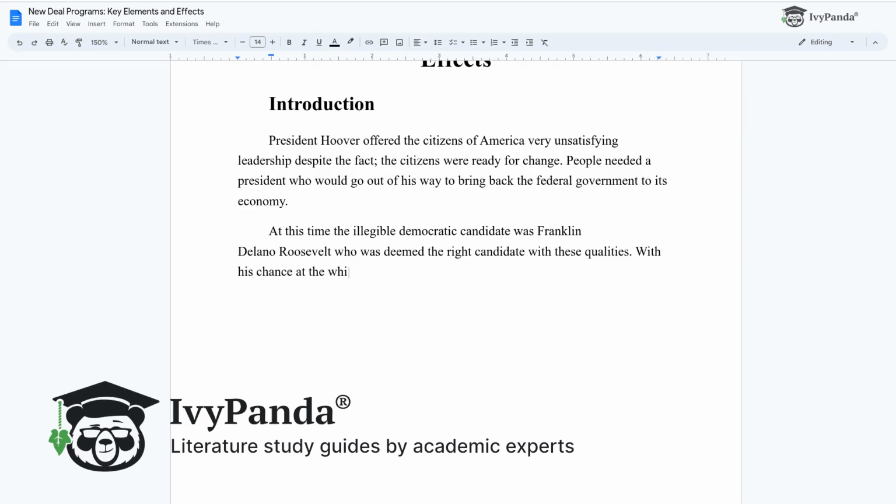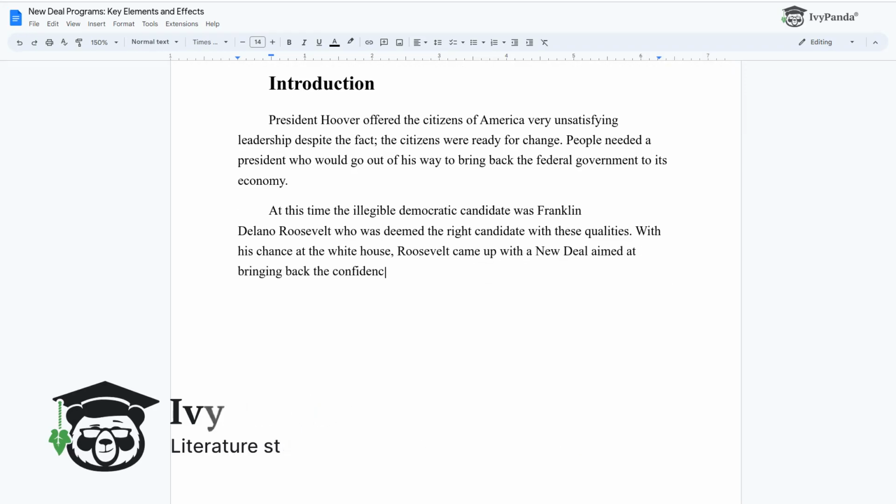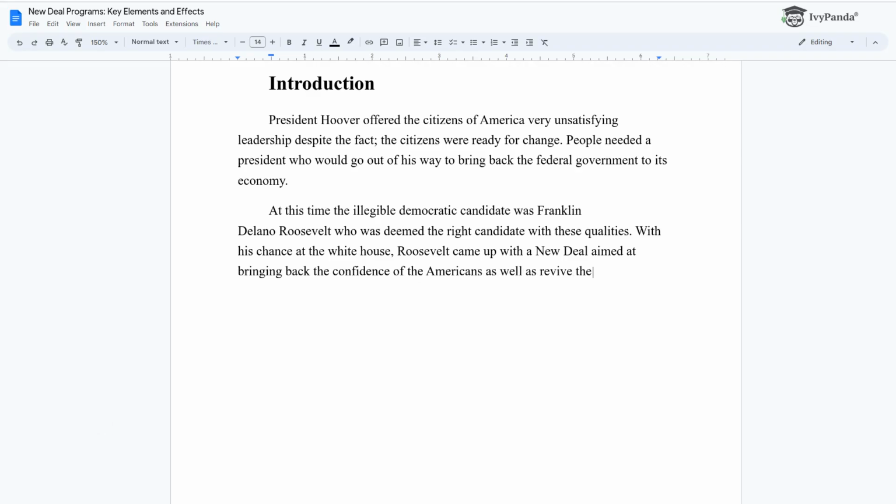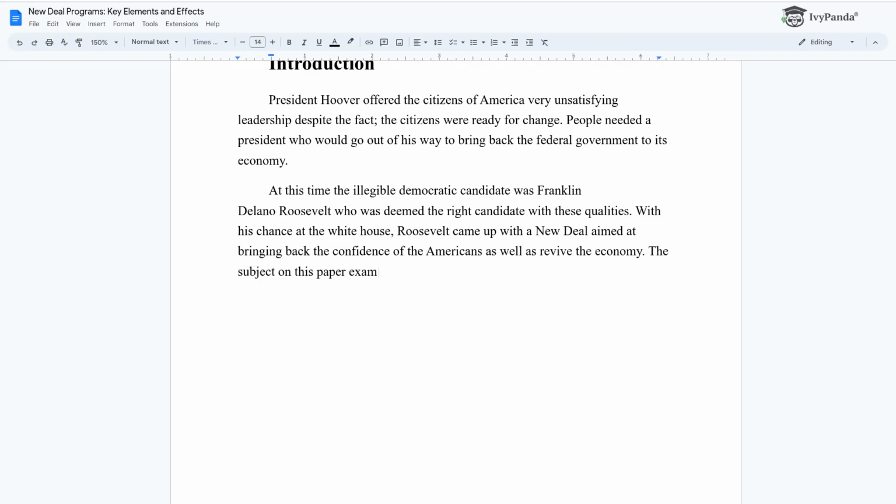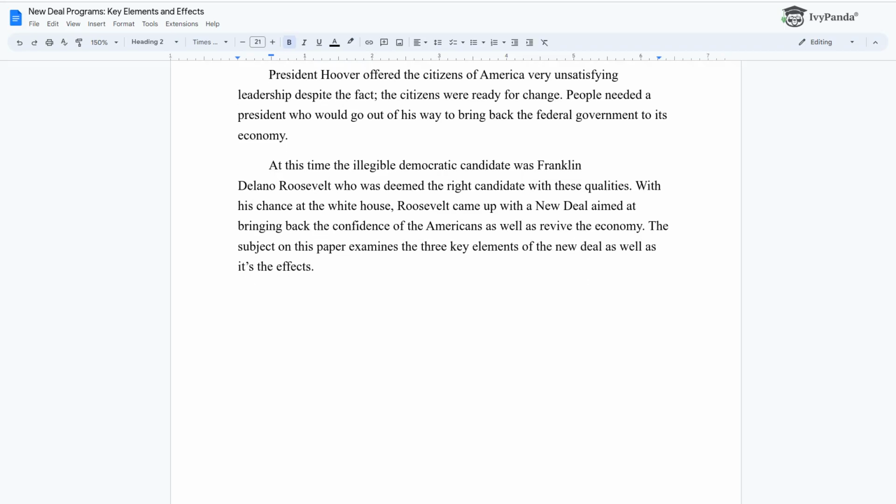With his chance at the White House, Roosevelt came up with a New Deal aimed at bringing back the confidence of the Americans as well as reviving the economy. The subject of this paper examines the three key elements of the New Deal as well as the effects.